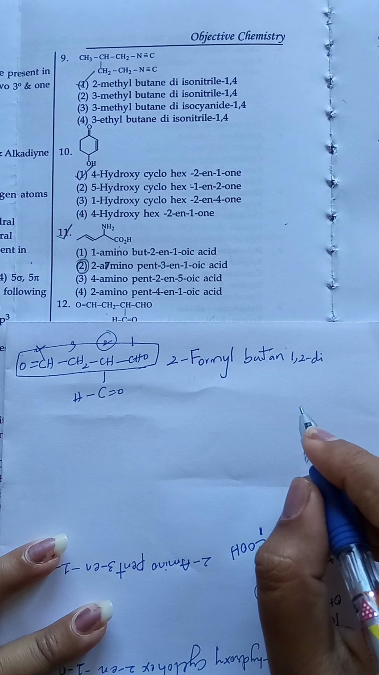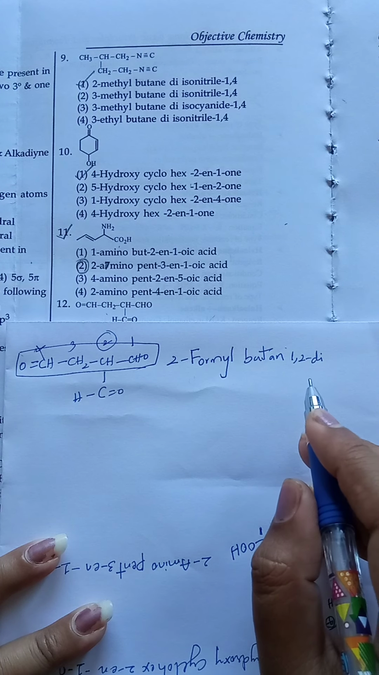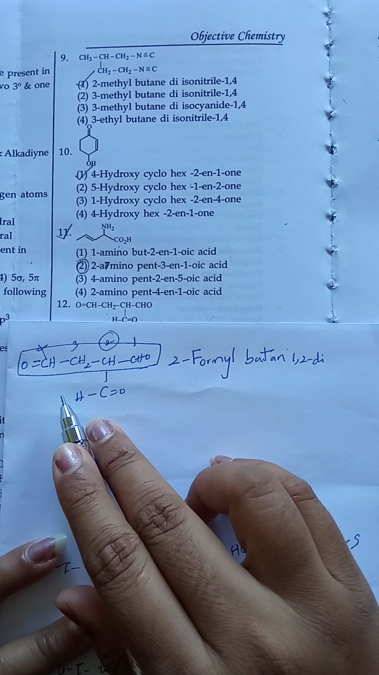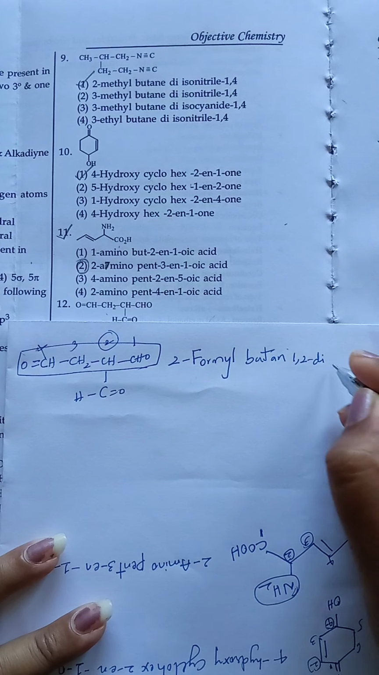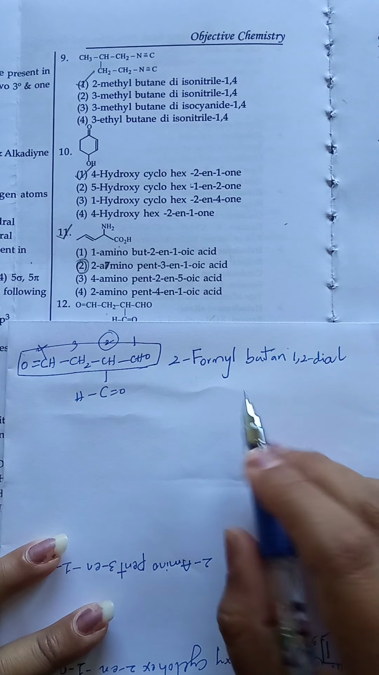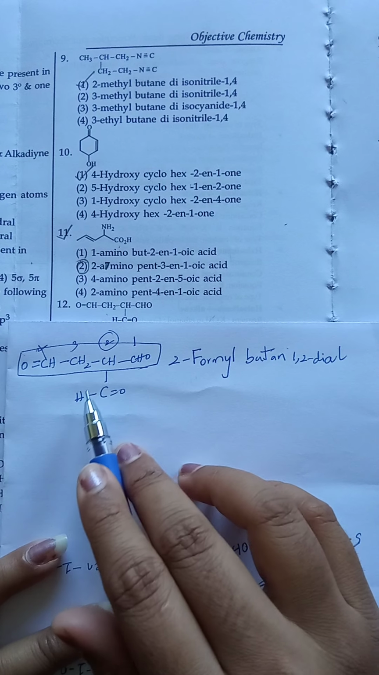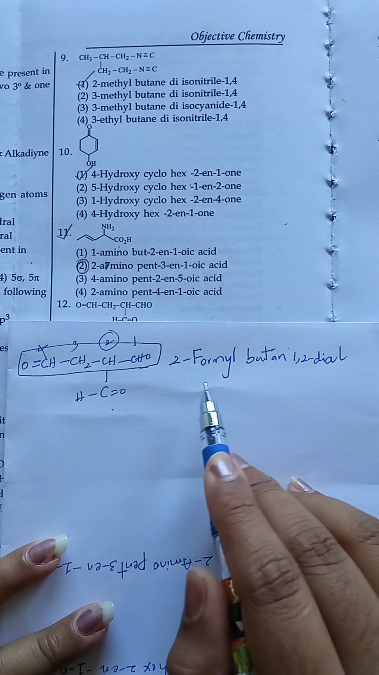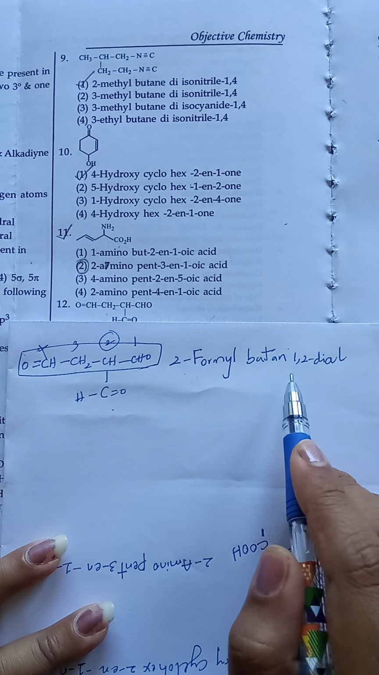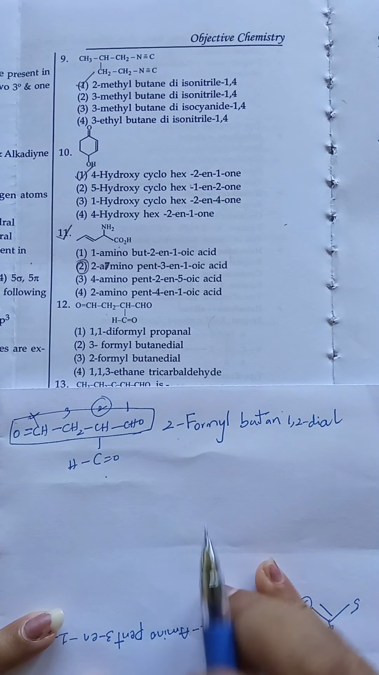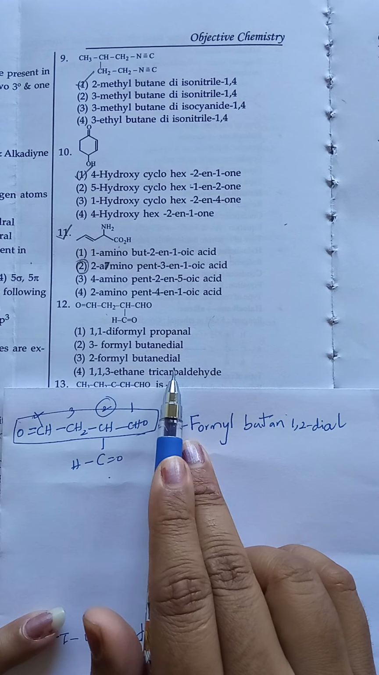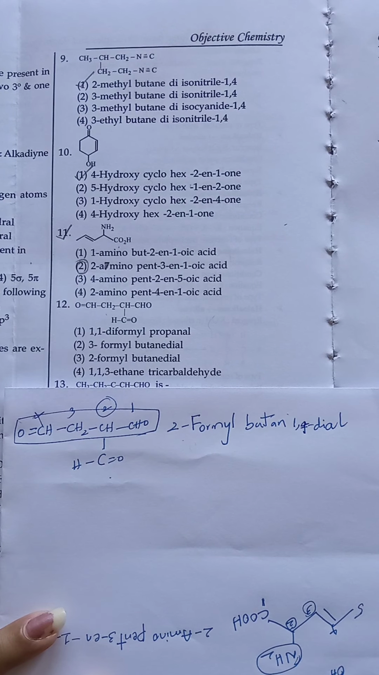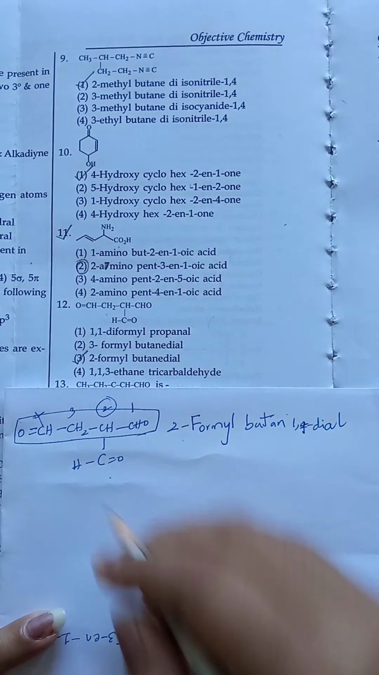Why di? Because 2 are present, we have to take the multiplier, that is di. 2 aldehydic groups are there. For an aldehydic group, what is the suffix? Al. So here you have to write al. Why here we didn't take al for the 2-formyl? Because it is not included in the parent chain, so it becomes a substituent. So we have to write 2-formyl butane-1,4-dial. They didn't mention the number, but it is the answer.